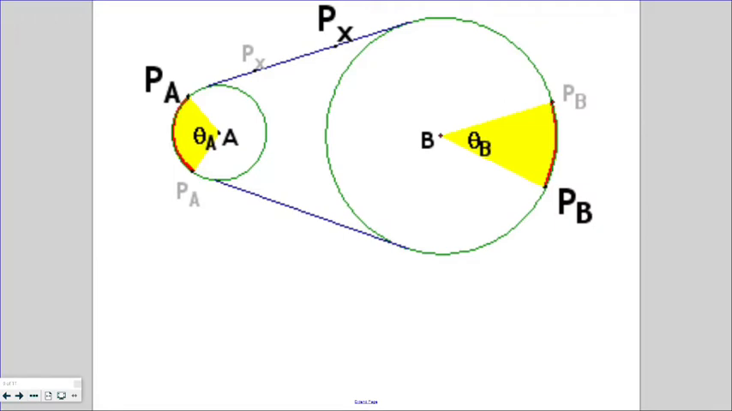But to move the same length of chain in the same amount of time, gear A has to turn through a larger angle. So in a pulley and gear system, linear velocity is the same. Angular velocity is going to differ.